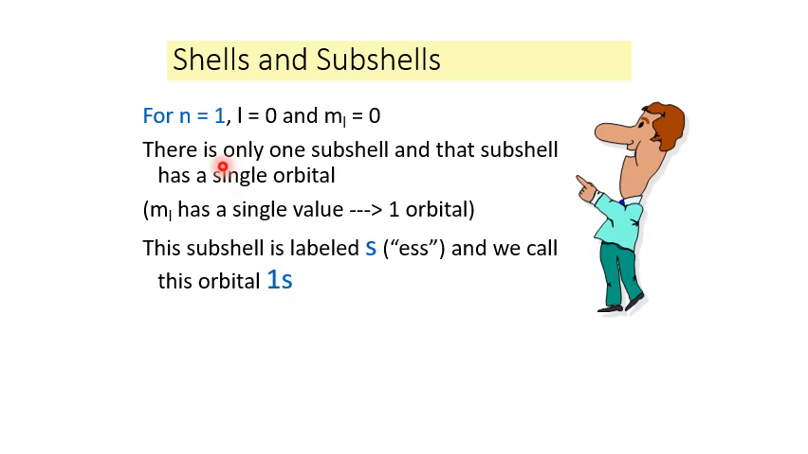Now 1 is for the principal quantum number small n equal to 1. For s, the L value will be 0, and under n equal to 1, L is 0, there is only one single orbital that has the magnetic quantum number ml equal to 0.